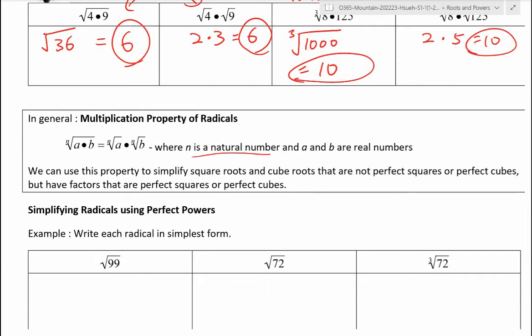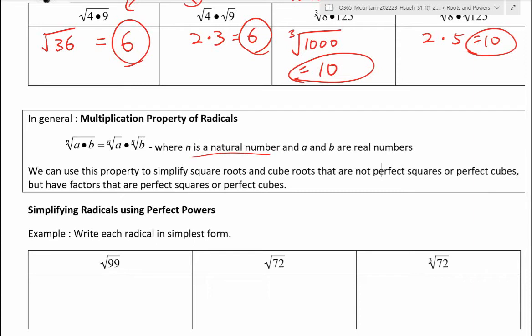So we can actually use this property to simplify square roots and cube roots that are not perfect squares or perfect cubes. In an earlier lesson, we looked at the perfect squares and the perfect cubes, and then we looked at the square roots of those numbers and the cube roots of those numbers. But not all the radicands are perfect squares or perfect cubes.